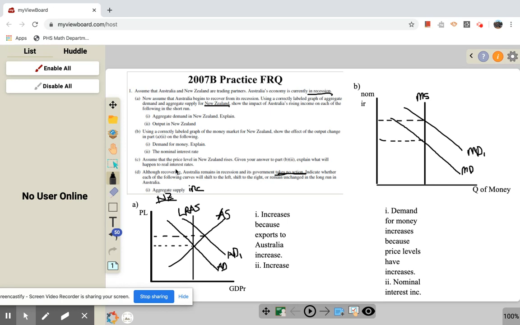You would say that AS is going to increase because input resource prices and wages have decreased due to the recession. Therefore, AS is going to increase to correct for that recession, right? No government intervention. Part 2 here that got cut off asks what happens to AD. Well, you guys know if there's no government intervention, no fiscal policy, then there is no change to AD.